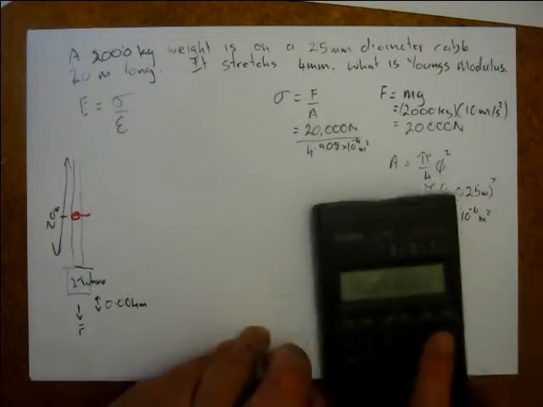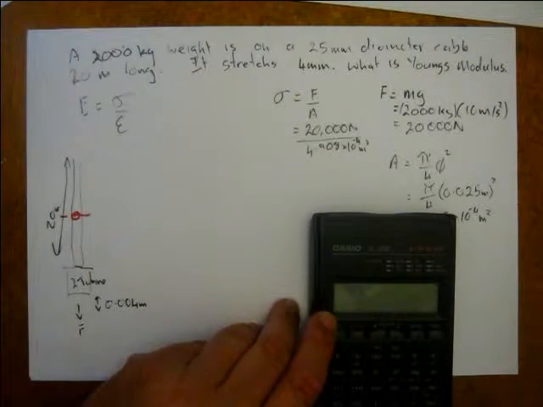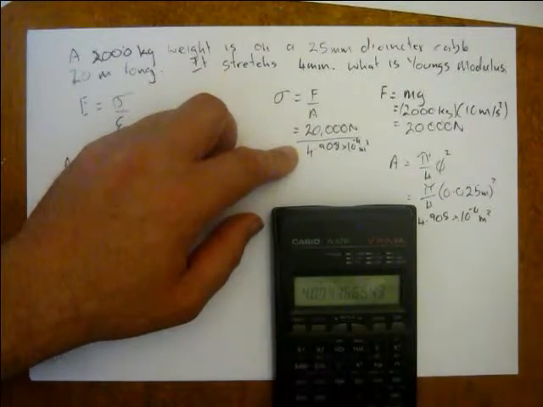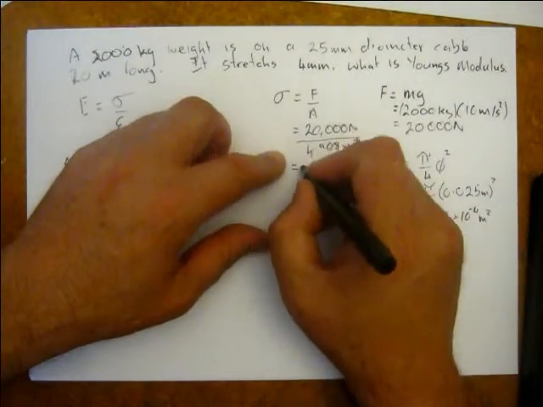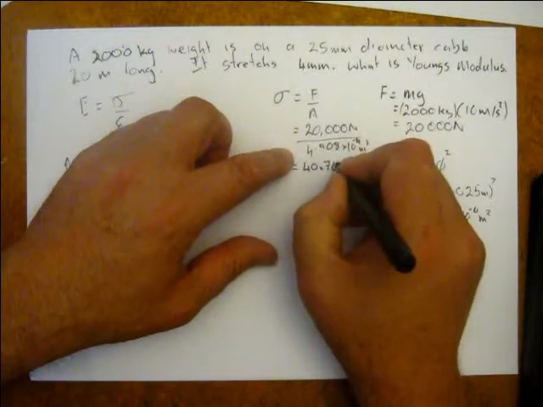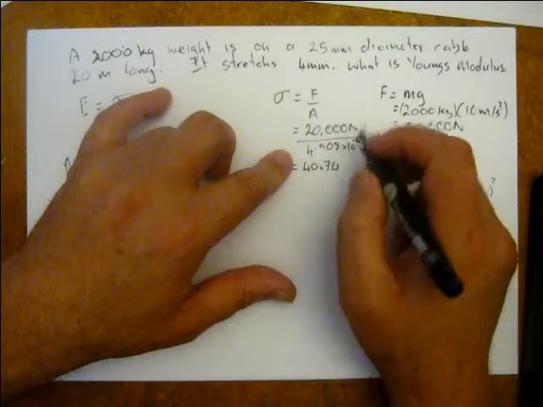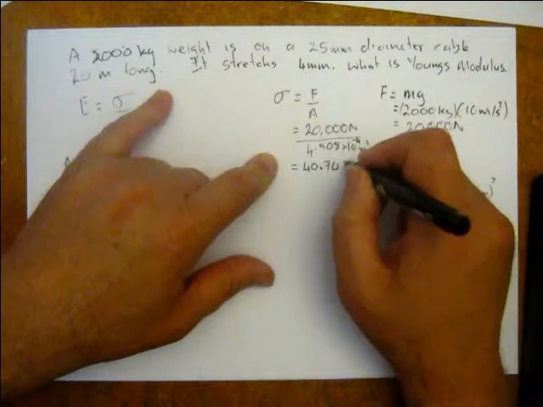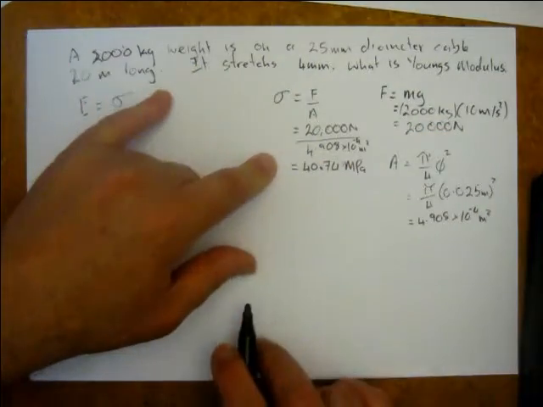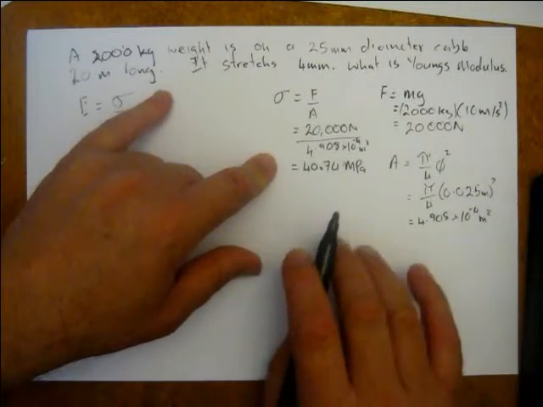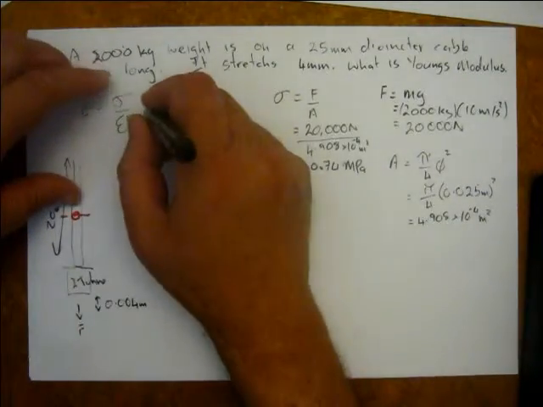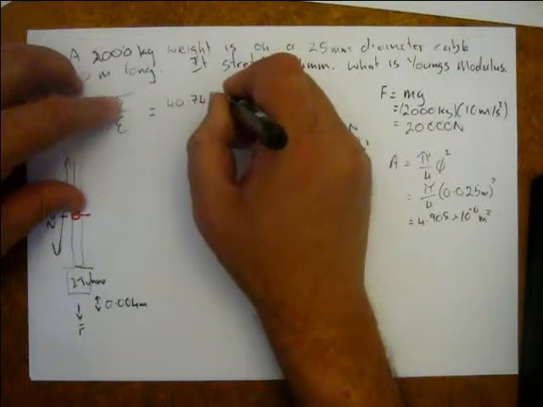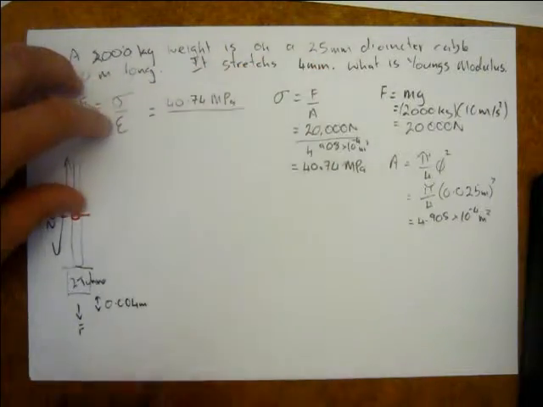So we go 20,000 divided by 4.908 times 10 to the negative 4 equals 40.7436, what's that, megapascals. So 40.74 times 10 to the 6 pascals. So we know the stress, so stress is 40.74 megapascals. Do we know the strain?